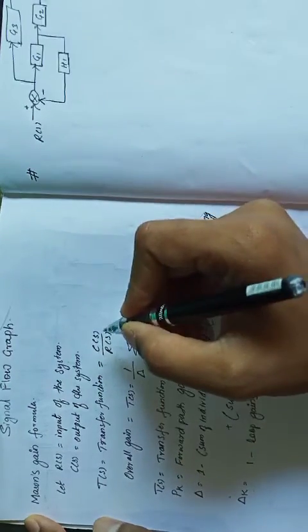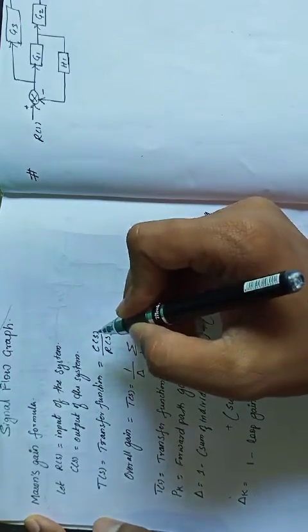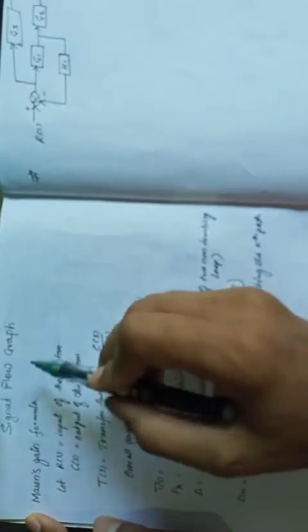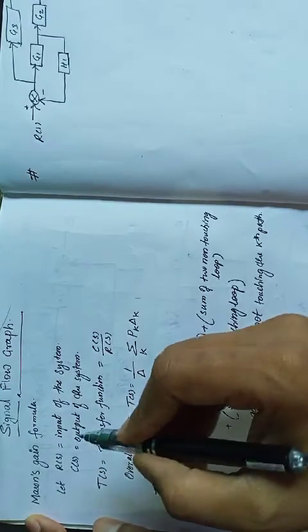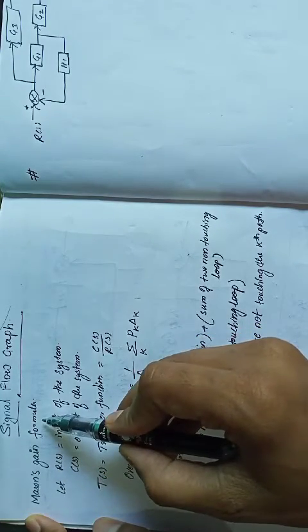Hello friends, today I am going to explain signal flow graph. For constructing a signal flow graph, first we have to understand Mason's gain formula.